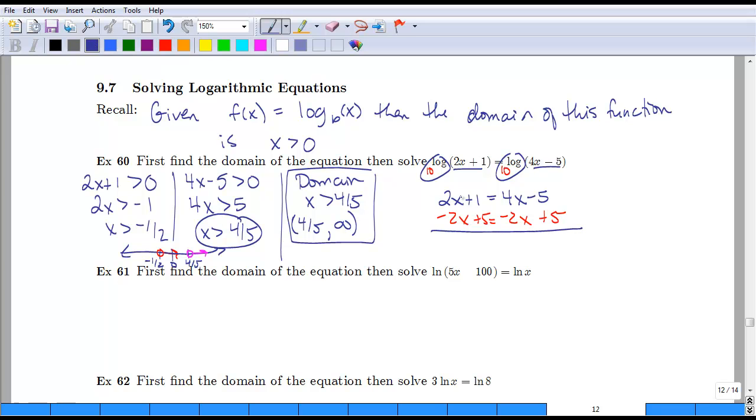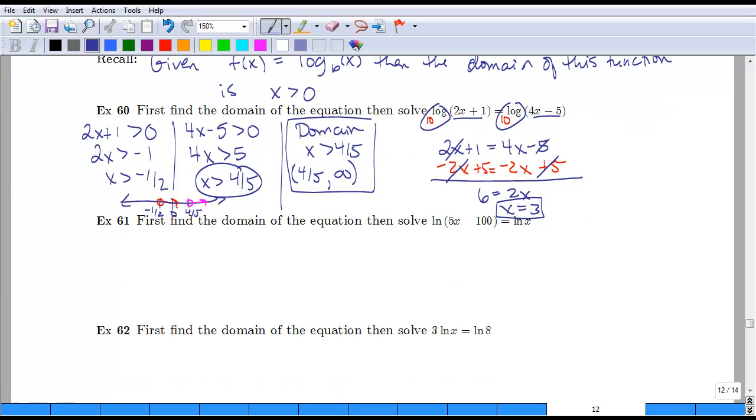And then in this case, we are left with 6 is equal to 2x, so x would be 3 in this case. That does fit in our domain that was given as being greater than 4/5, so we are okay in this case. This is our solution to the function.